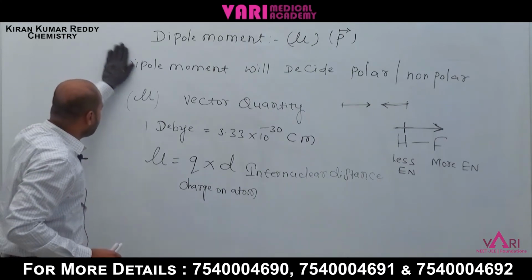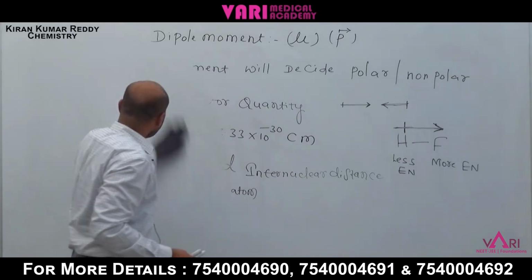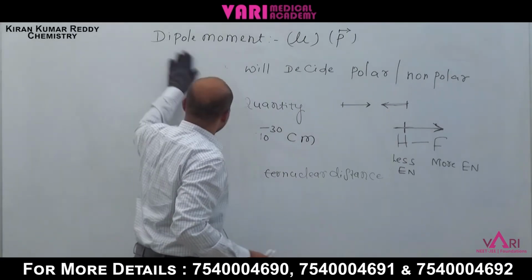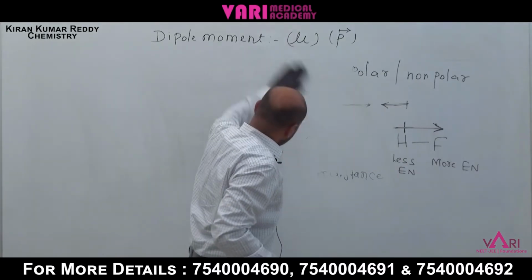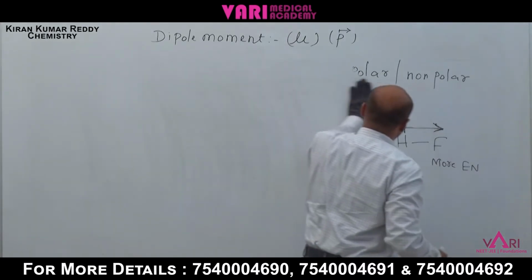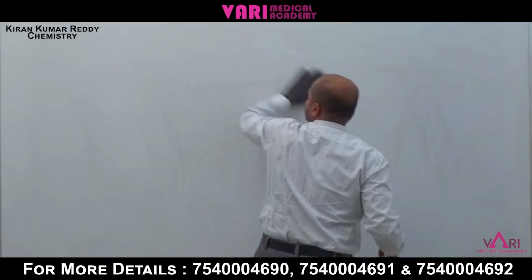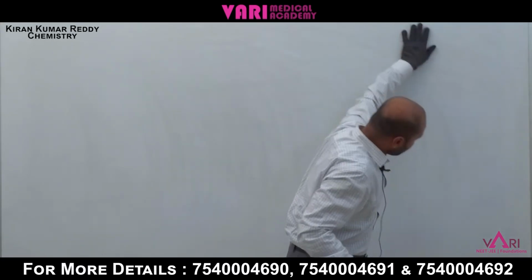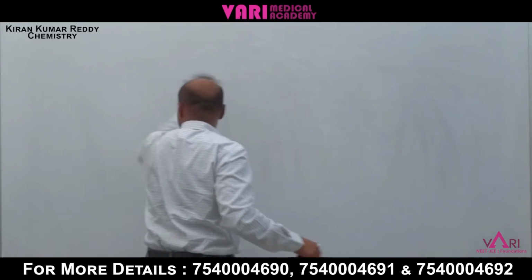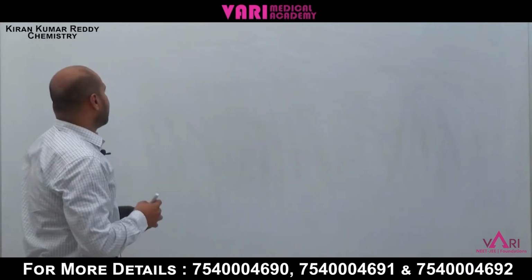Now one by one we can discuss the molecules: AB type, AB2 type, AB3 type, AB4 type. We can discuss the dipole moment of each. It's a very important chapter for preparing for NEET or JEE exams. Now we can take examples.